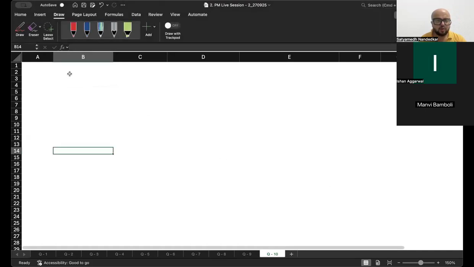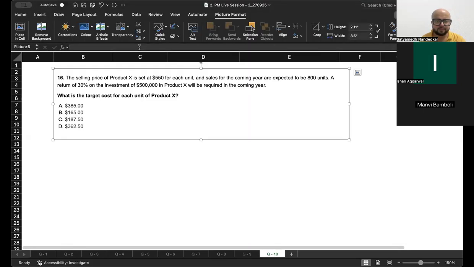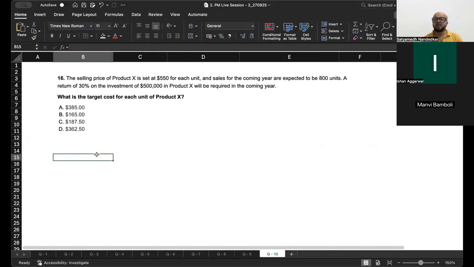चलो, let's do another one. The selling price of product X is set at 550 per unit, and sales for the coming year are expected to be 800 units. A return of 30% on investment of 5 lakh in product X will be required in the coming year. What is the target cost for each unit of product X?